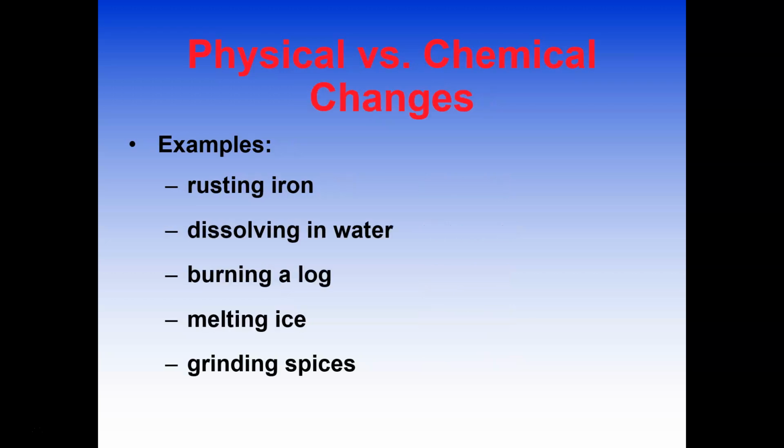This is not to be confused with physical versus chemical changes. So rusting of iron is chemical. Dissolving in water is physical. The burning of a log is chemical. Keep in mind, once you have burned a log, its properties are now completely different from when you started. The melting of ice is physical because it is just a phase change.